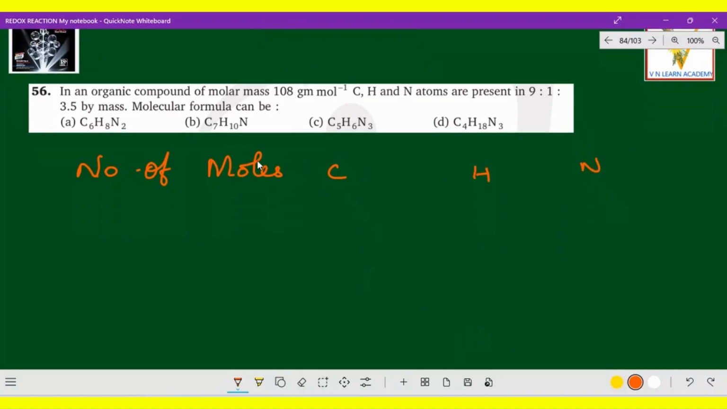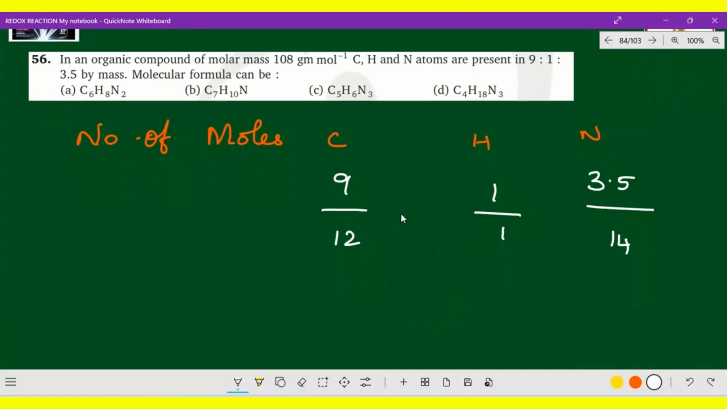So here given mass, it is actually 9, 1 and 3.5 respectively. So carbon is 9, hydrogen is 1 and nitrogen is 3.5. And we have to write the atomic masses: carbon 12, hydrogen 1, nitrogen 14. So now you will get the answer. The first one you will get around 0.75 moles, here one only, and here you will get around 0.25 moles.